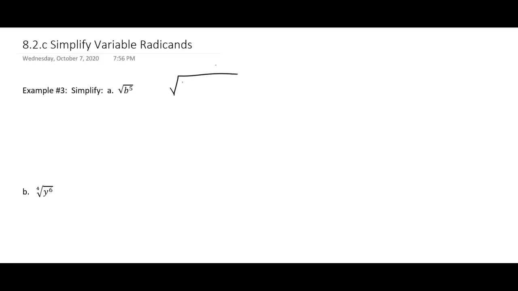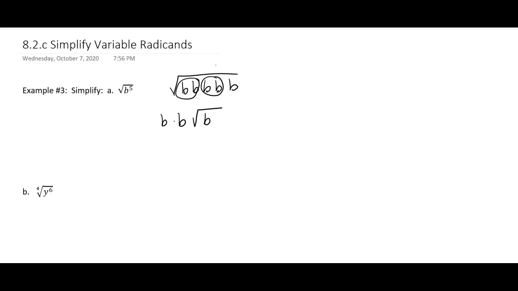Okay, so now we're going to look at radical expressions where the radicand is a variable. There are some things we have to be careful with, but we'll talk about that. So you have the square root of b to the fifth. You could write that as b times b times b times b times b. Since it's a square root, you're looking for pairs. So you'd have b times b on the outside, and then a b left over on the inside.